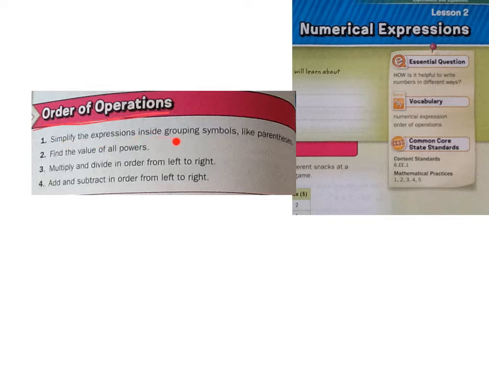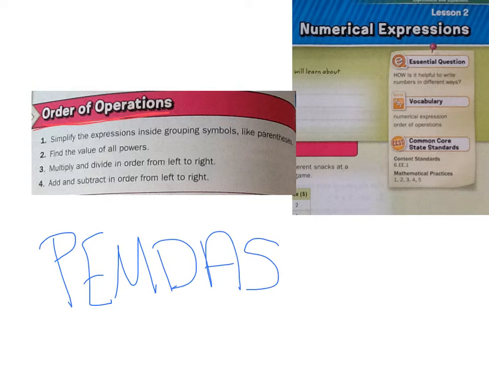Simplify the expressions inside grouping symbols like parentheses. Then you find the value of all the powers. Multiply and divide in order from left to right, and add or subtract in order from left to right. So really, hopefully you remember we talked about this. I call it PEMDAS. And that stands for parentheses first, then exponents, then we multiply and divide, and then we add and subtract from left to right.